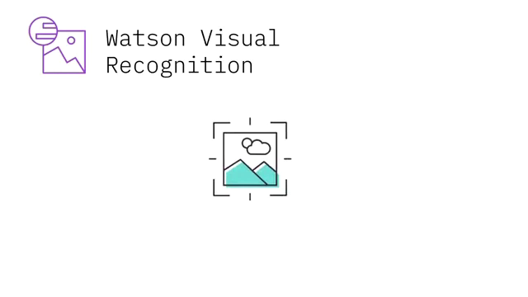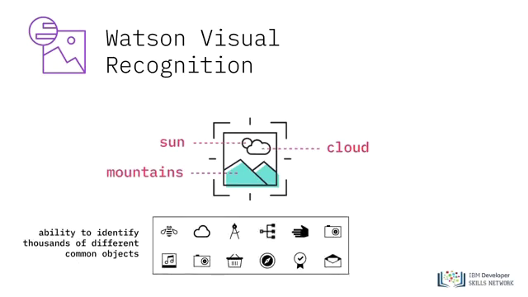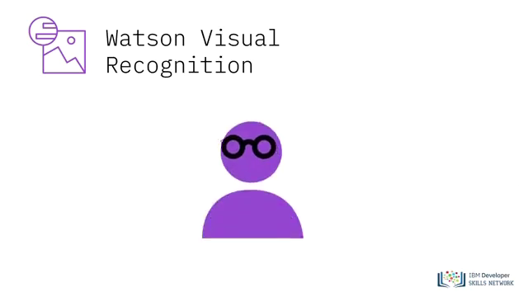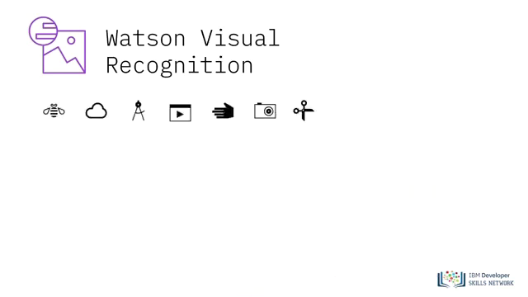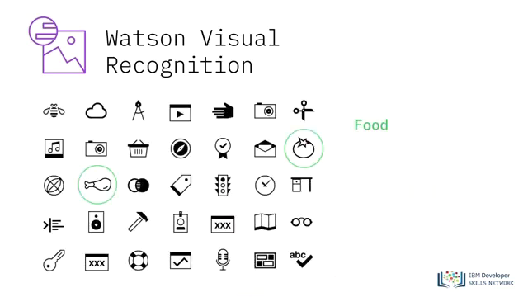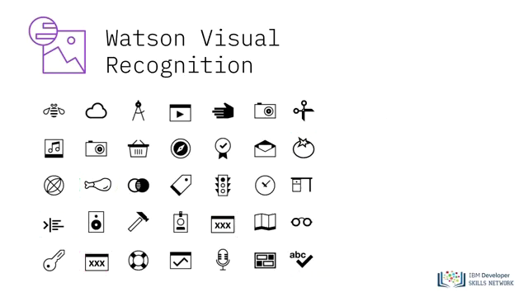The visual recognition service generates keywords describing what it sees in images and includes a number of features such as the ability to identify thousands of different common objects that are encountered in video frames or still images. The service also has the ability to detect human faces and identify a multitude of qualities, such as gender and age or facial features. There are many other models available for objects in categories such as food, text, and explicit images. If the pre-built models aren't fit for your situation, you can create your own custom models.